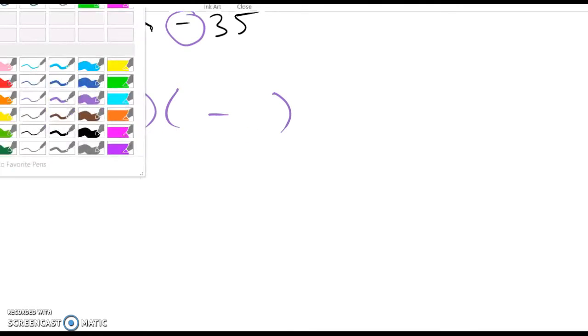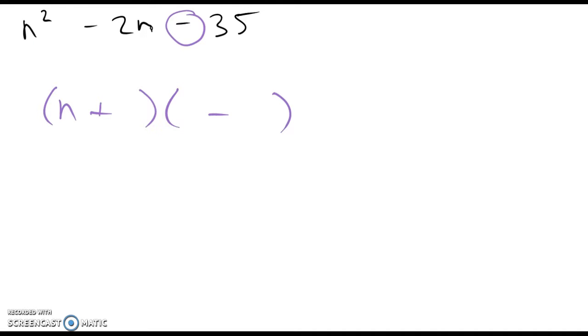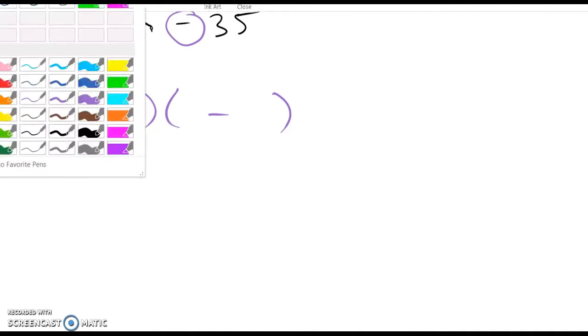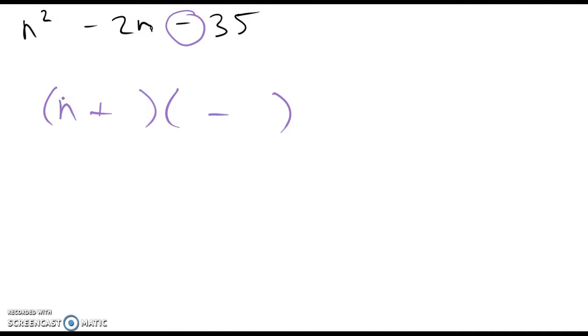Well, maybe you can pause it and think about it, but I'm just going to go ahead and tell you. The answer is 7 and 5. 7 times 5 is 35. 7 minus 5 is 2. I'm going to put the 7 with the negative because the 2 is a negative, and I'm going to put the 5 with the positive.